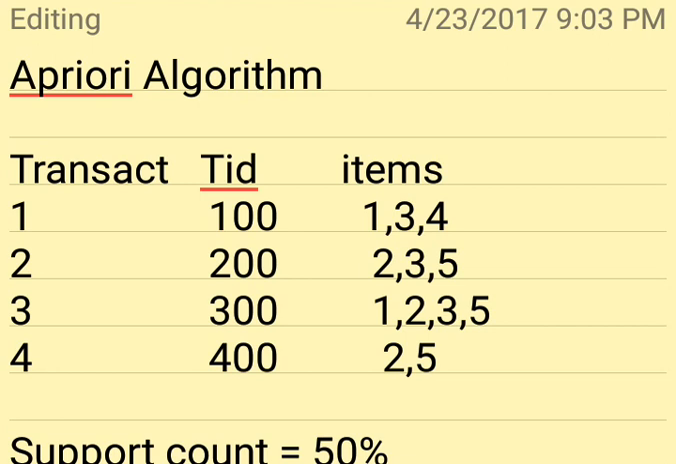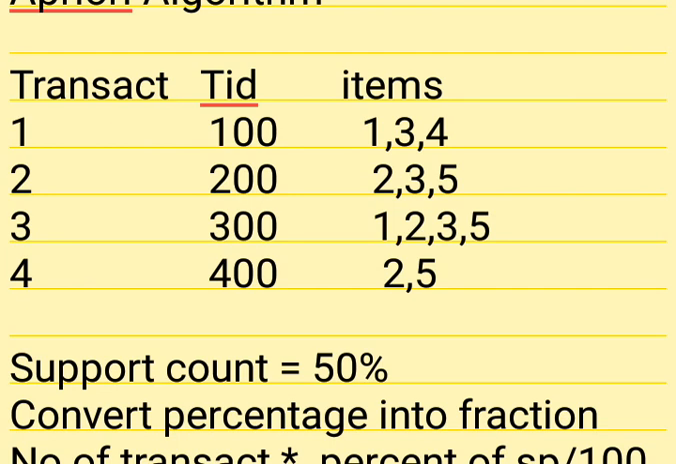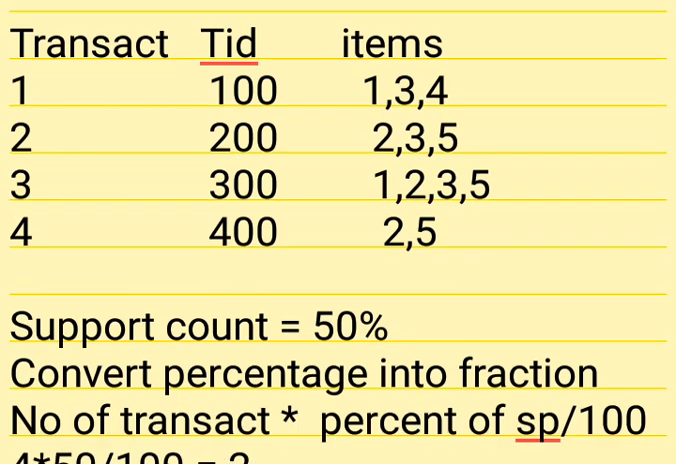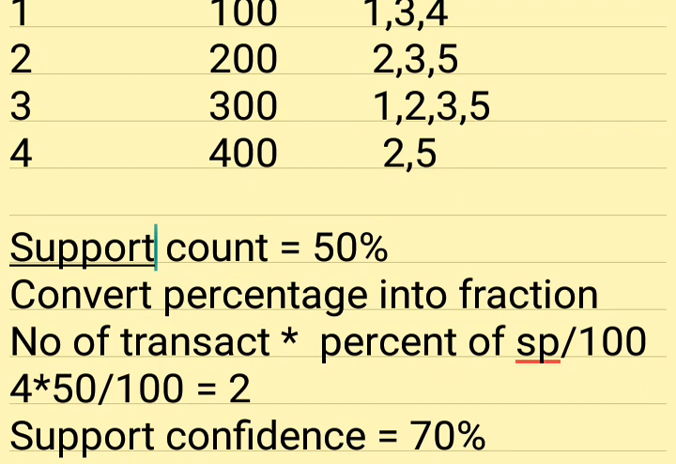Hello, today we are going to learn the Apriori algorithm, how to solve Apriori algorithm problems. This is the question that is given. We can see the transactions are given. 4 transactions are given, the ID of each transaction is given, and the items are given. Different items are given, and a support count is also given, that is 50%.